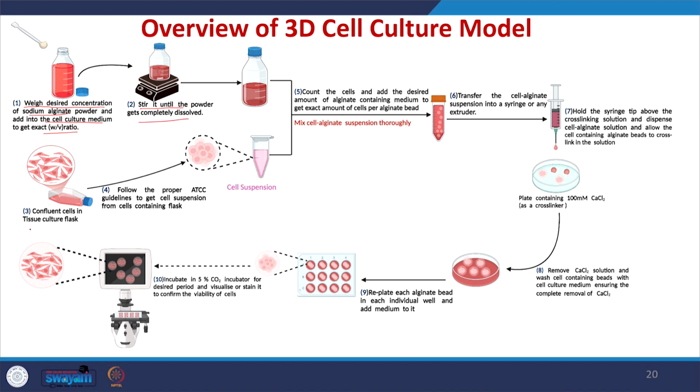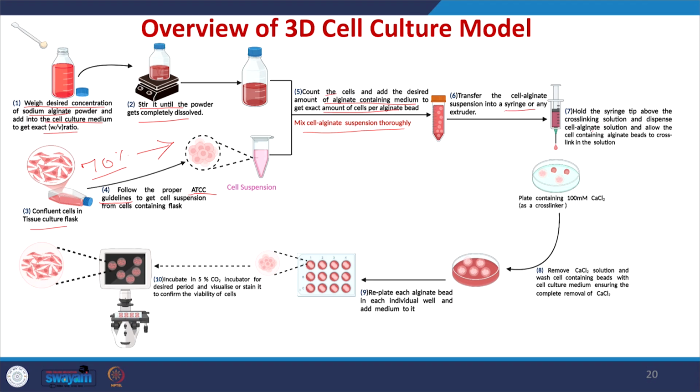Then the third step is, once the cells are grown 70% confluent in the tissue culture plate, prepare the cell suspension by following the ATCC guidelines. So, once the cell suspension is ready, the fifth step is count the number of cells and add the desired amount of alginate containing medium to get the exact amount of cells per alginate bead. Once you mix the cell alginate suspension thoroughly, transfer the cell alginate suspension into a syringe or any extruder.